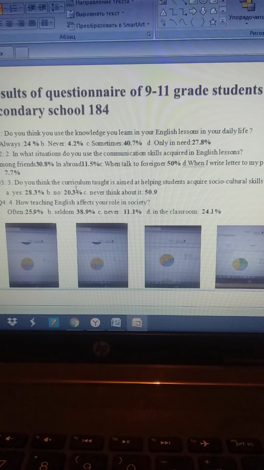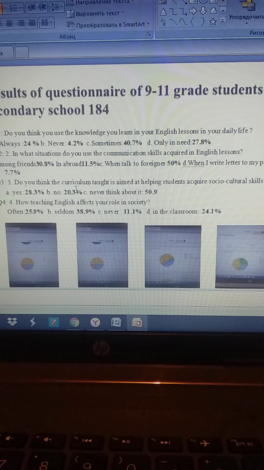For the first question, 44% of students answered that they always use knowledge that they gained in English lessons in their everyday life. 40.2% of students said never. 40.7% of students use it sometimes. And only in need: 27.8% of students use it only when they need.